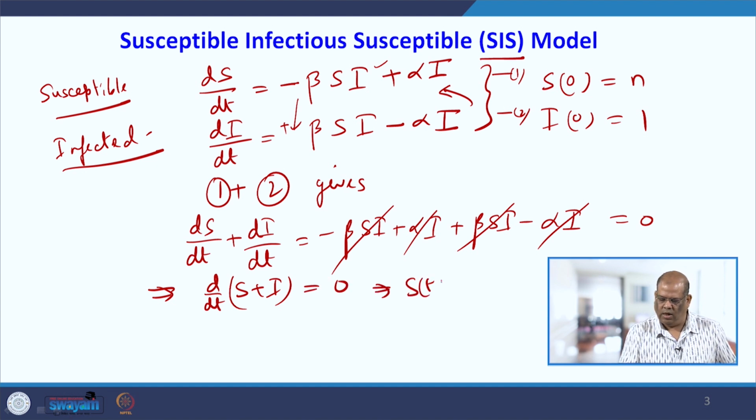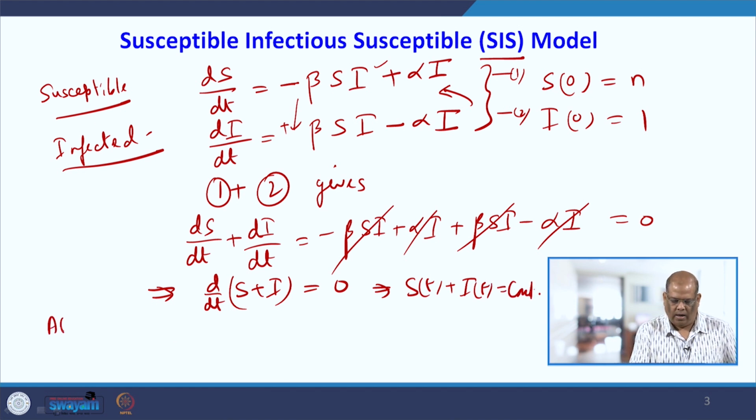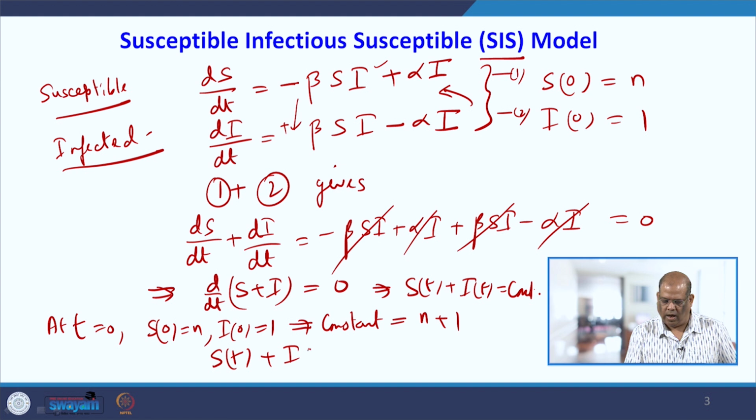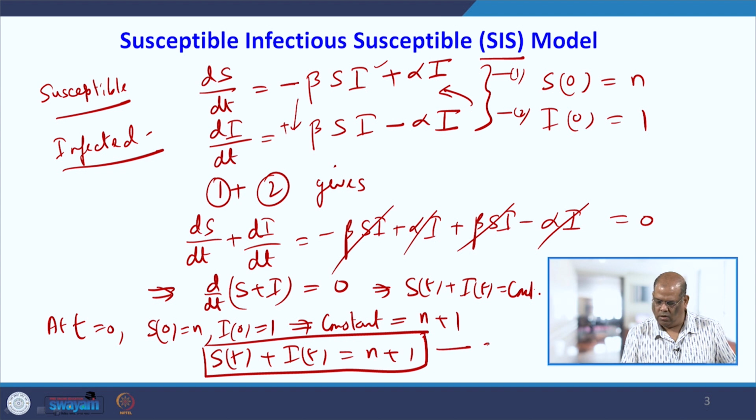So, S(t) plus I(t) equals a constant, and at t equal to 0, S0 is n, I0 is 1, which implies the constant equals n plus 1. So, you get the relation S(t) plus I(t) equals n plus 1. This is our equation 3.